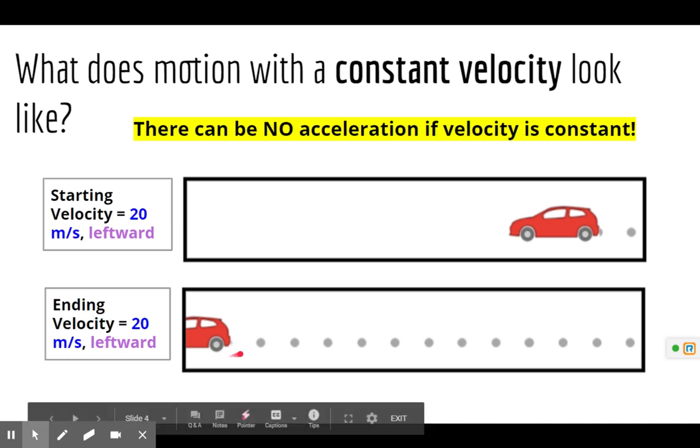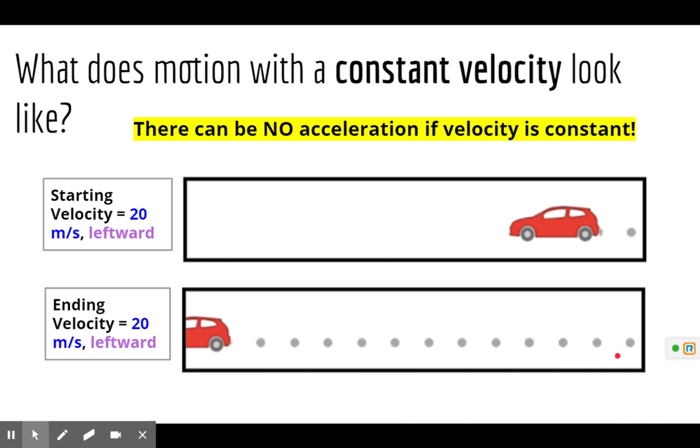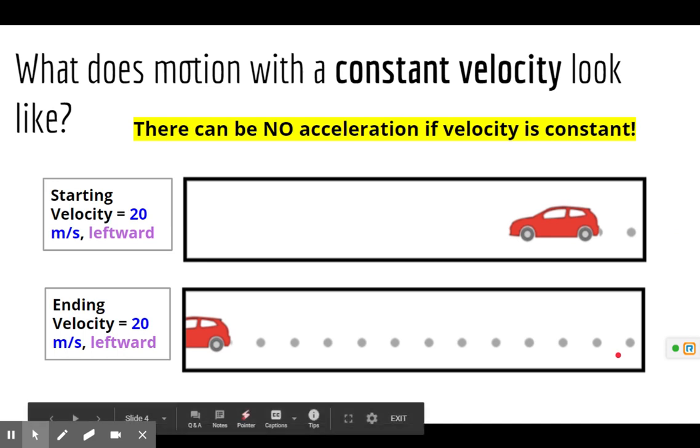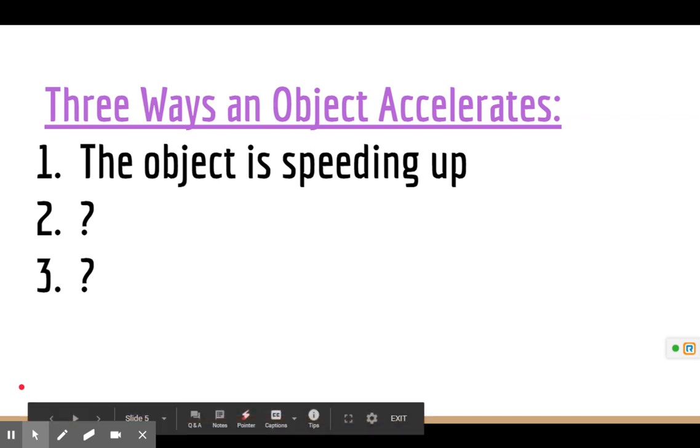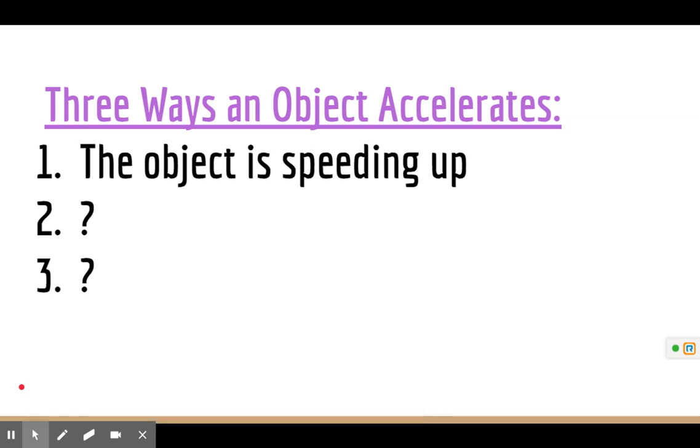You can also see, if you take a look at the gray dots, that the distance between each dot is the same. There is no change in velocity here. Therefore, there is no acceleration. There are 3 ways an object has acceleration. 1, the object is speeding up.